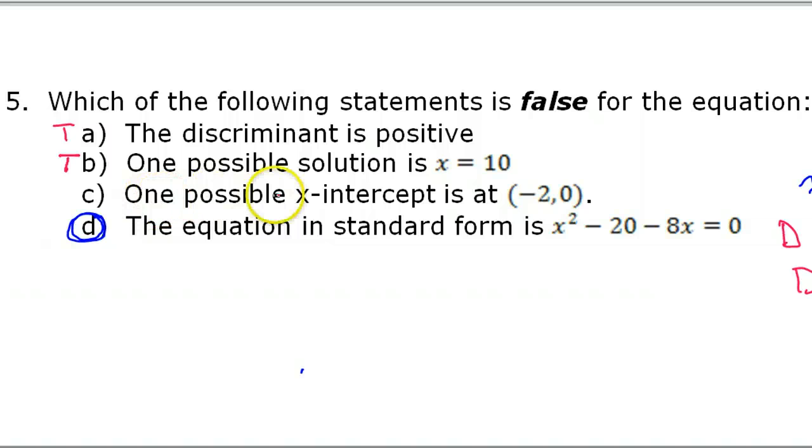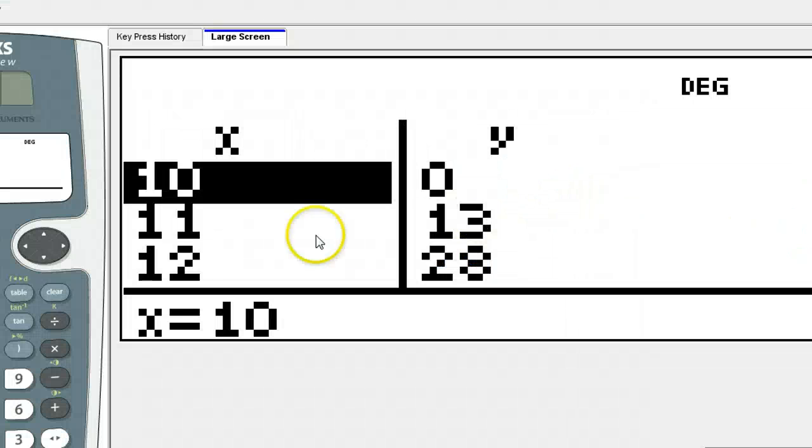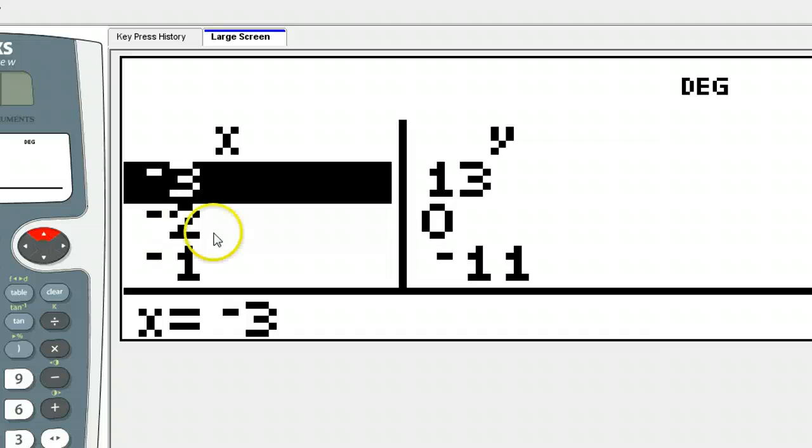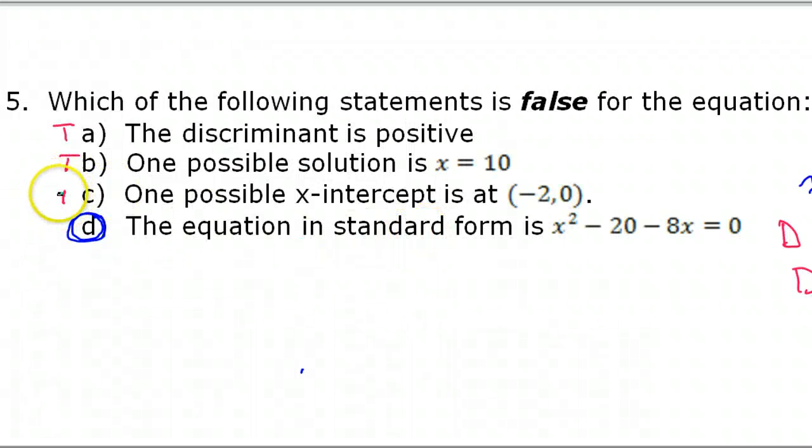Okay, one possible x-intercept is at negative 2 comma 0. Again, we can just look at the table and see if negative 2 comma 0 is there. Okay, so we'll just scroll to negative 2. Well, almost past it. Negative 2 comma 0, there it is. So that means that one's true. So again, they were all true except for D. So D is the false one, which makes it the answer.